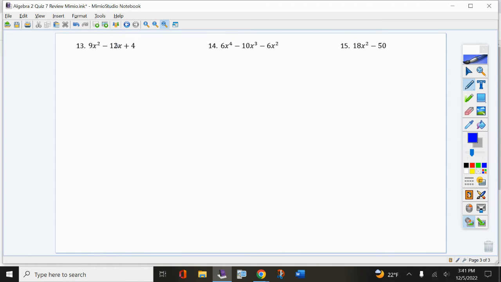Number 13, nothing goes into all three. So my A times C equals 36. My B equals negative 12. The numbers that multiply to 36 that add to negative 12 are 2 negative 6s. I keep the left. I keep the right. I replace the middle.